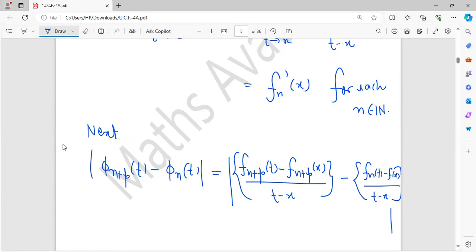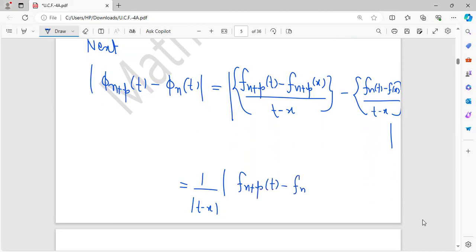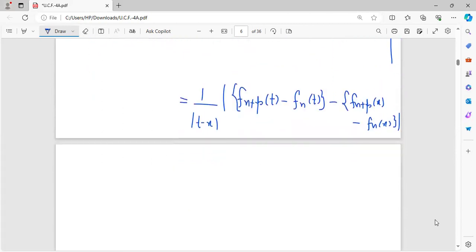Okay, absolute value. When we solve it, this will come out as 1 upon t minus x, and it will be f n plus p t minus f n t minus f n plus p x minus f n x. Now if we apply equation number 3, this is 1 upon absolute value of t minus x.